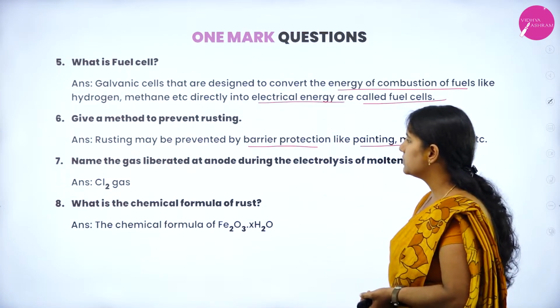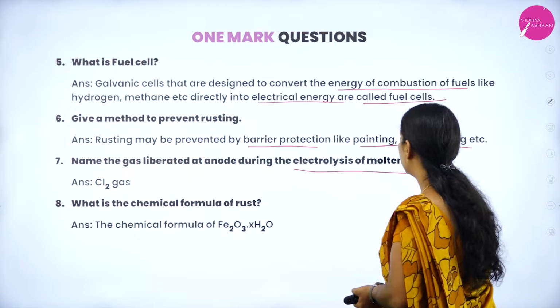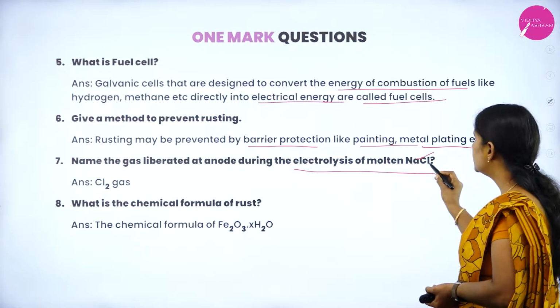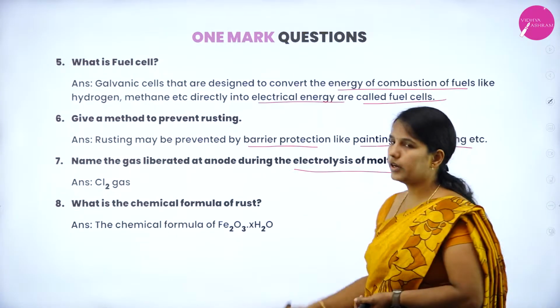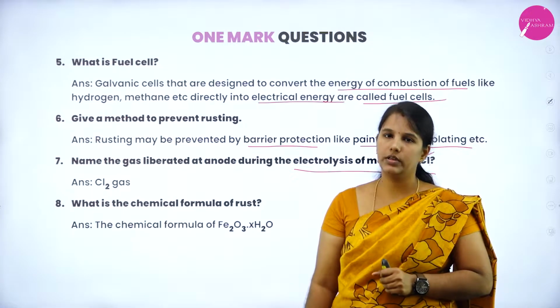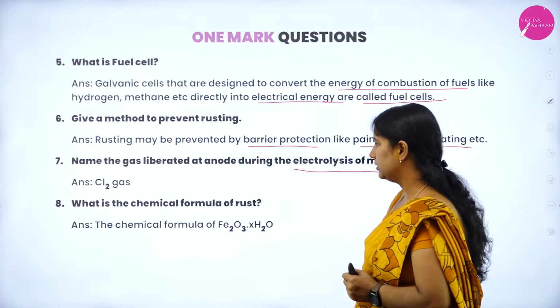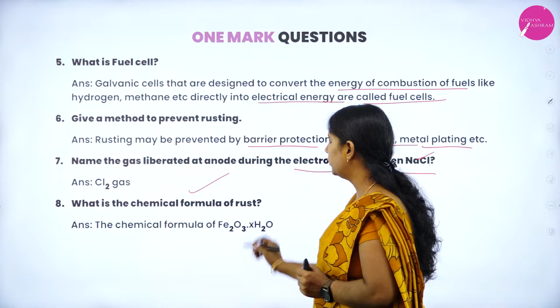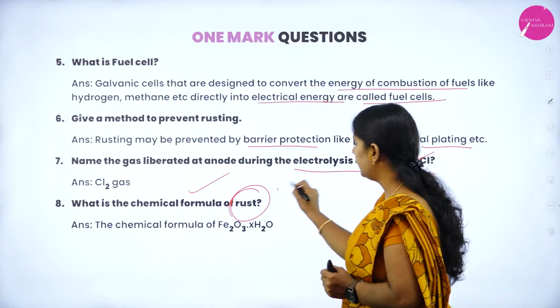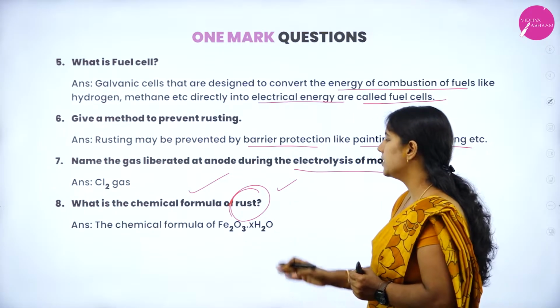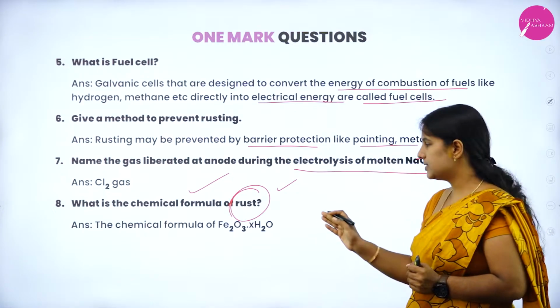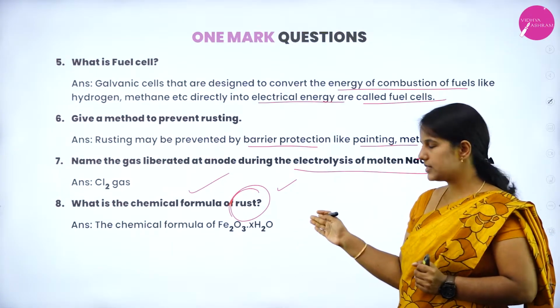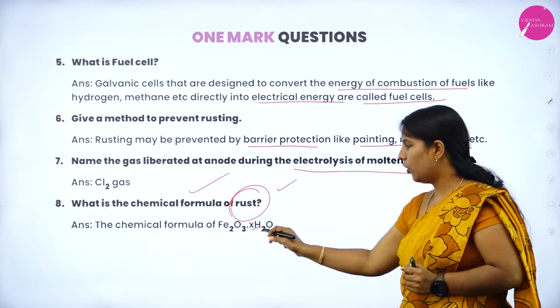Next, name the gas which is liberated at the anode during the electrolysis of sodium chloride. During the electrolysis of sodium chloride, at the anode, chlorine gas will be liberated. Next, the chemical name for rust. This question can be repeatedly asked in many exams. The chemical name for rust is Fe2O3, that is ferric oxide with X amount of oxygen.